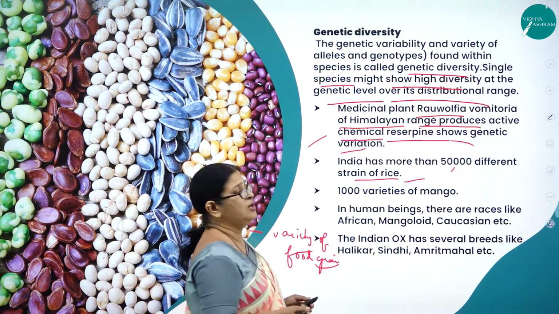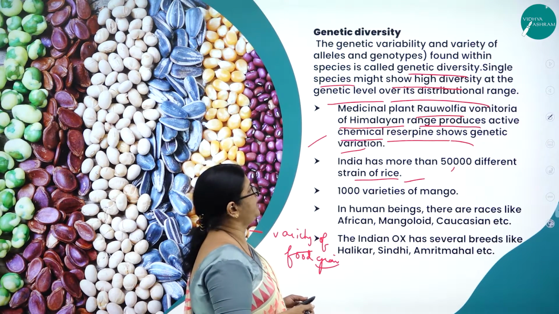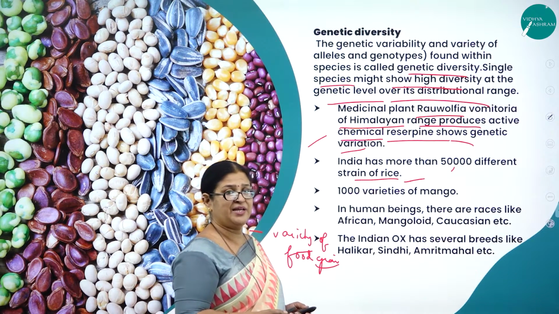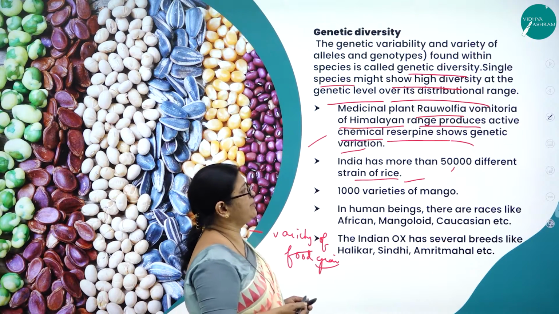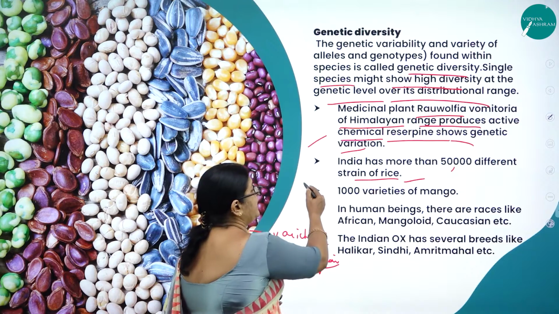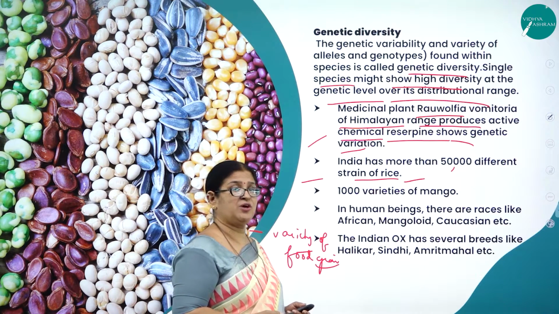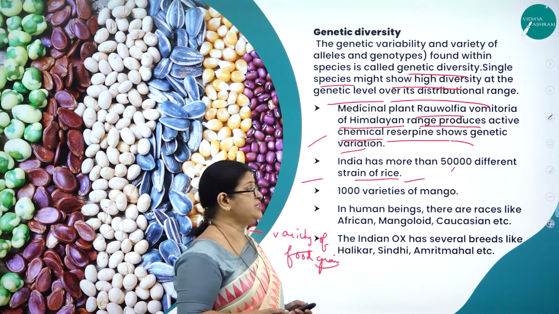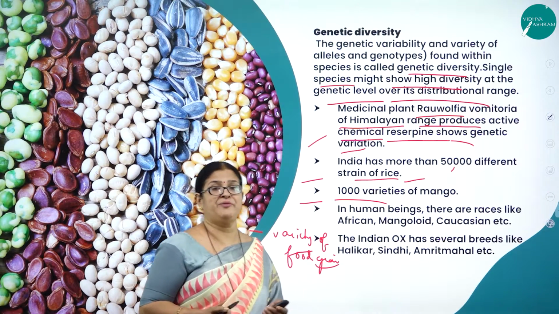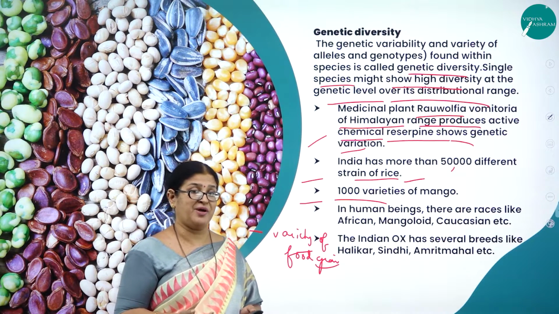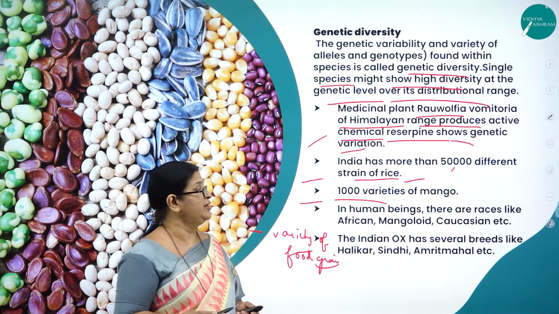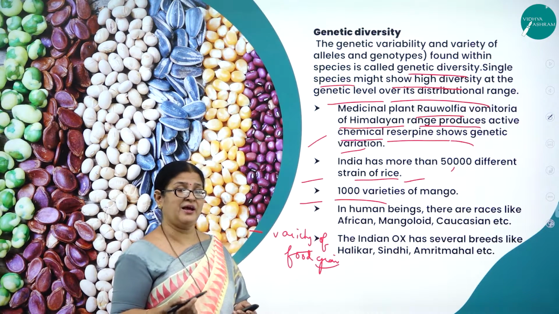I think all of us know one medicinal plant, Rauvolfia serpentina of the Himalayan range. I think most of the medicinal plants we find in the Himalayan range. They produce the active chemical called reserpine, which shows a variety of genetic variation. And India, as we know, has more than 50,000 strains, different varieties of rice, and 1,000 varieties of mango. Maybe we are familiar with 5 to 6 varieties of mango, because we eat those many types, which are very commonly available to us.